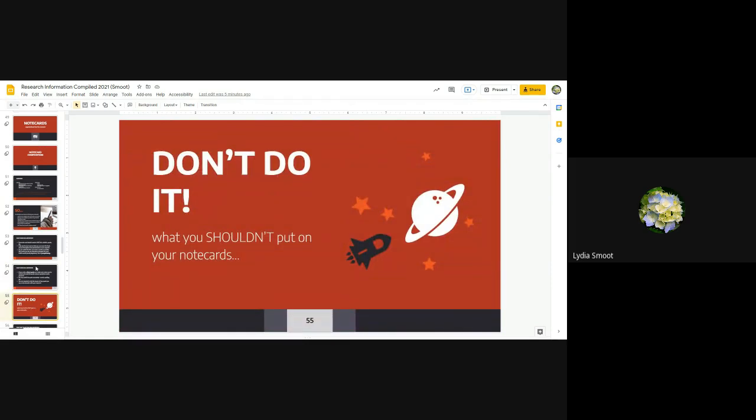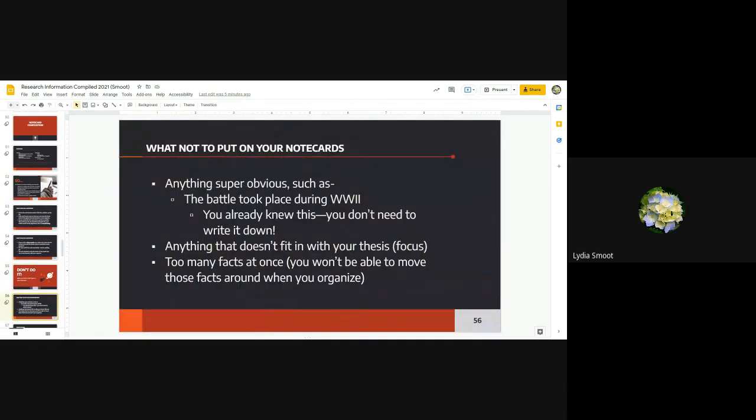What you should not put on note cards. Do not put anything super obvious, such as like the battle took place during World War II. Ray Bradbury is an author. The Holocaust was a bad thing. Like, we already know those kinds of things. The rule of thumb is if it's general public knowledge, probably shouldn't bother going on a note card.